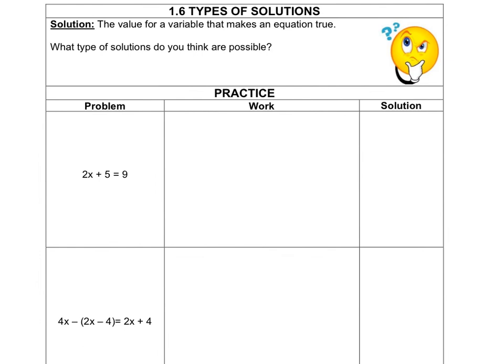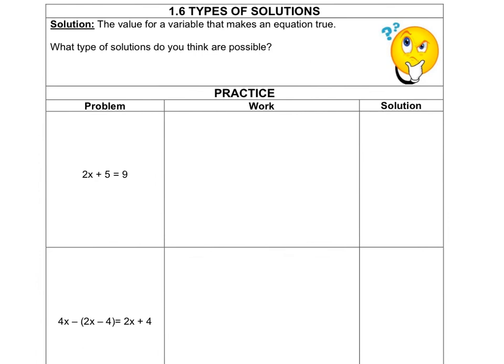So we are looking at the different types of solutions whenever you solve an equation. The solution is a value for a variable that makes an equation true. So what type of solutions do you think are possible? Well, we've been solving equations a lot, and you're getting values for different variables like x, y, z, etc. So we're going to take a look at some other possible types of solutions.